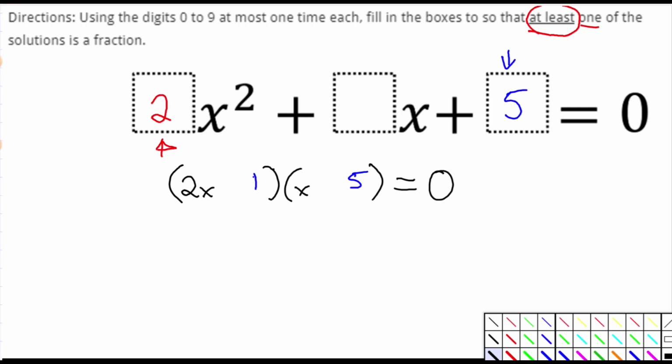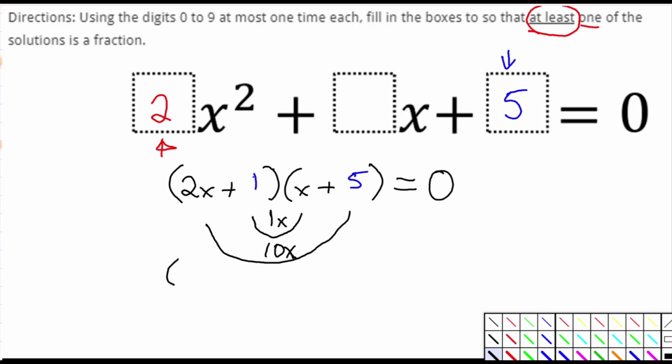Well, I know my signs are going to be positive and positive, so that should be simple. And let's check. I have a 1x, and I have a 10x, and the sum of that is going to be 11x. All right, perfect. No, not perfect. We only have a space for 1 digit, so 11x is not going to work. I would need 2 digits. So let's rewind a little bit. Let's see if we can just switch that 5 and the 1 around.